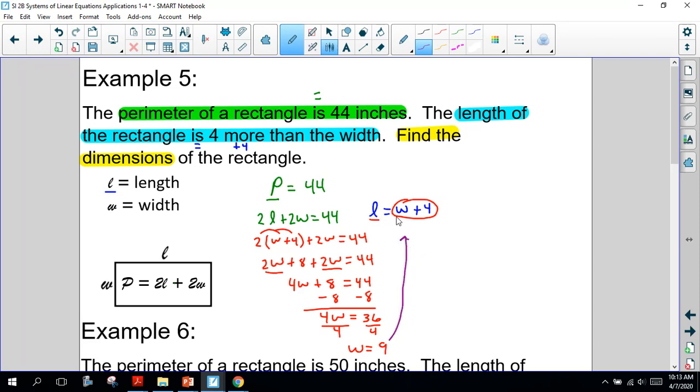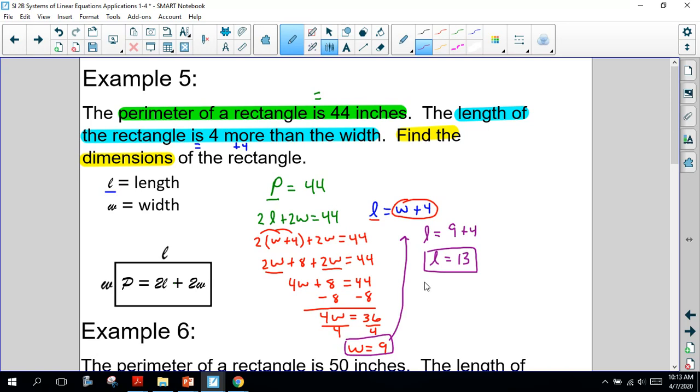And since I'm finding L, this equation here is really convenient and easy to work with. L, the length, is equal to W, which we know is 9, plus 4. So we end up getting a length here of 13. So my final answer here for this one, the length is 13, the width is 9.